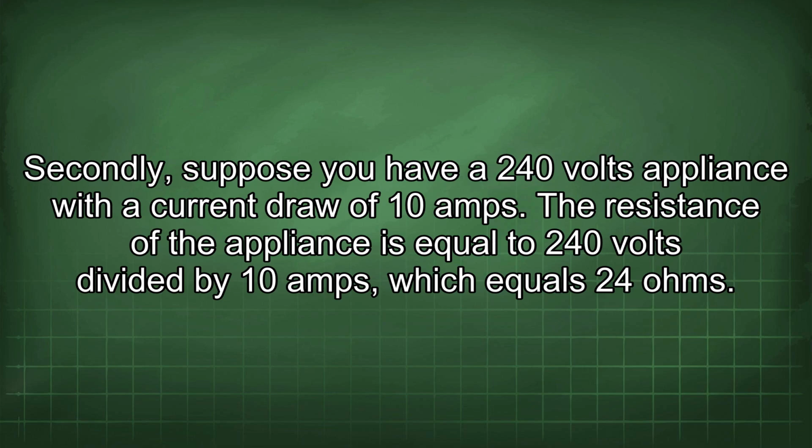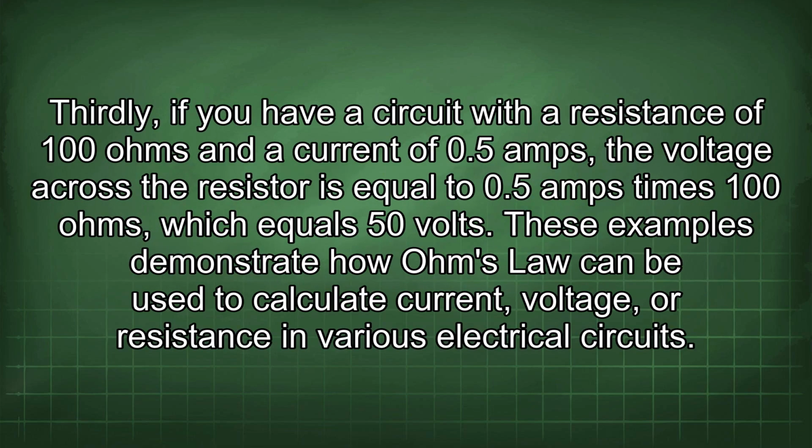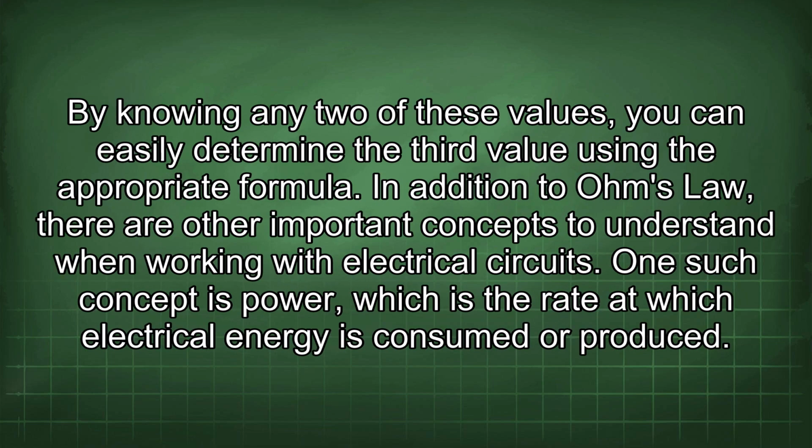Secondly, suppose you have a 240 volts appliance with a current draw of 10 amps. The resistance of the appliance is equal to 240 volts divided by 10 amps, which equals 24 ohms. Thirdly, if you have a circuit with a resistance of 100 ohms and a current of 0.5 amps, the voltage across the resistor is equal to 0.5 amps times 100 ohms, which equals 50 volts. These examples demonstrate how Ohm's law can be used to calculate current, voltage, or resistance in various electrical circuits. By knowing any two of these values, you can easily determine the third value using the appropriate formula.